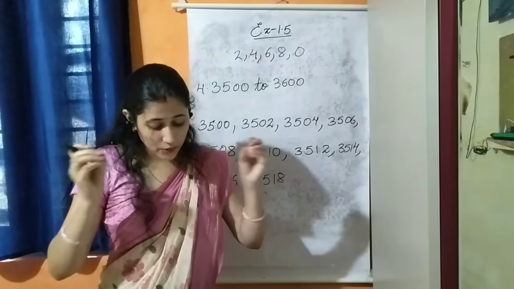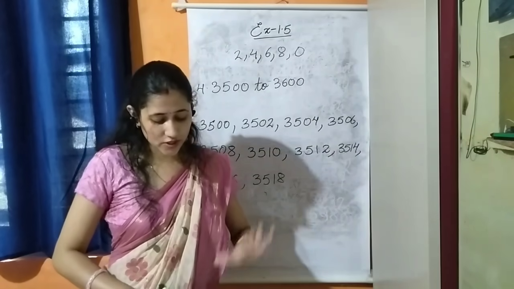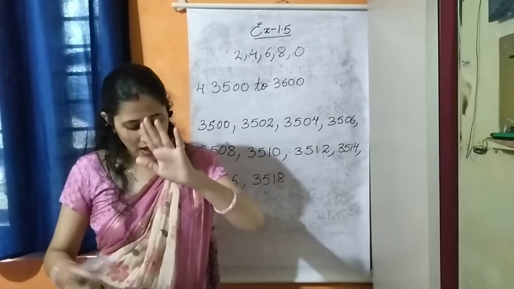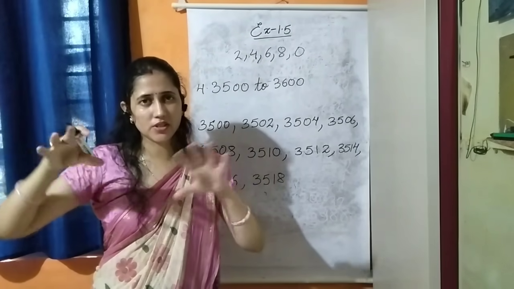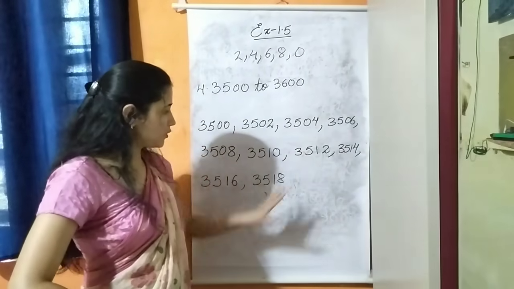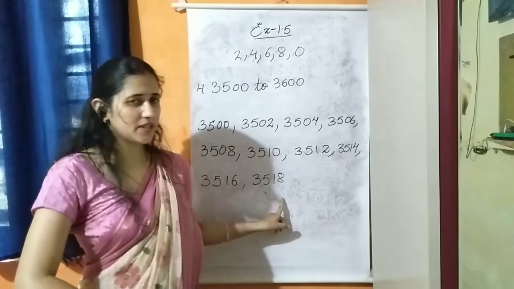But according to this question, you can write any 10 even numbers between 3,500 and 3,600. But we are writing here in continuous order. So in continuous order, we got these many even numbers.